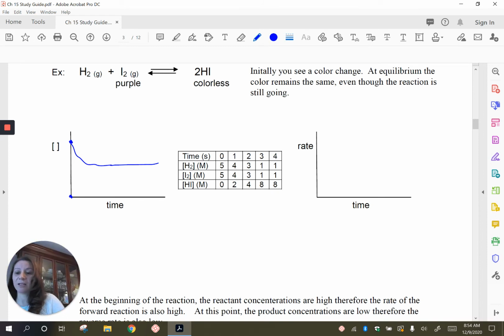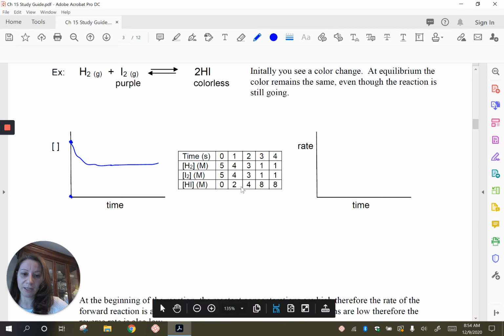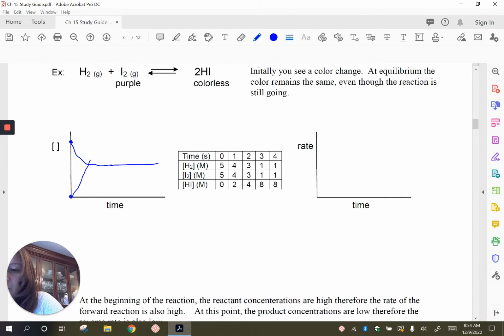Let's look at the products. At the beginning of the reaction, there were no products, but as the reaction went on, some of the reactants got used up and formed products, and so my product concentration started increasing, as you can see on my table here. And then once you reach equilibrium, it just remains steady.